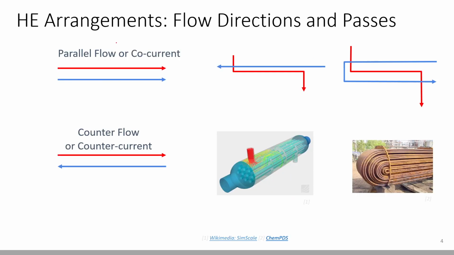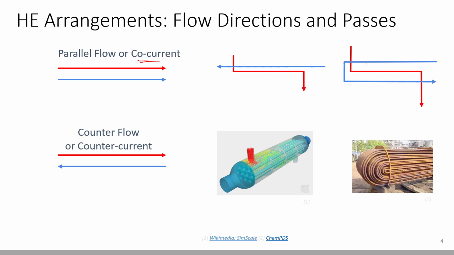Then we have different kinds of flows. The first one is parallel flow, also known as co-current flow, in which the fluids will flow in the same direction. Similarly, in case of counter current flow or counter flow, both the fluids will move in opposite directions.